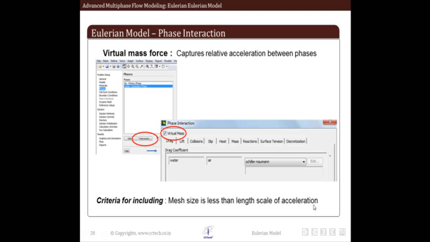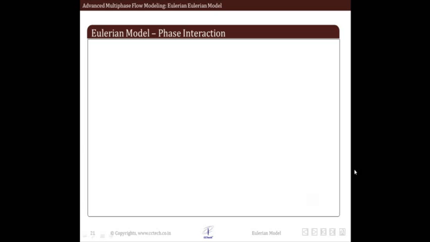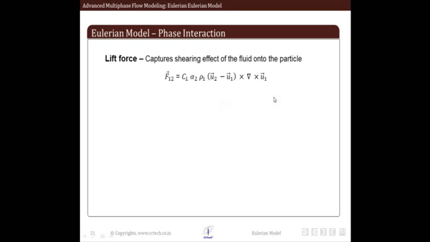The next phenomenon is lift. Lift force captures the shearing effect of the fluid onto the particle. This is the correlation for lift force. This is the relative velocity, and this is the lift coefficient. This is the lift force.